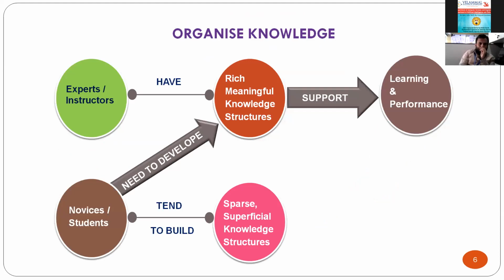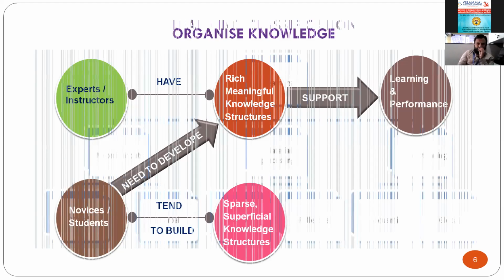The experts, instructors or teachers have rich, meaningful knowledge structures. Based on the rich meaningful knowledge structure, they have a good learning outcome, nowadays called OBE, that is, learning outcome and performance. Suppose students or learners are novices. That needs to be improved and developed to convert it into a rich meaningful structure, then finally they will get learning and learning outcome, that is, learning and performance. Otherwise they will not get a good learning outcome. That is how to organize the knowledge.